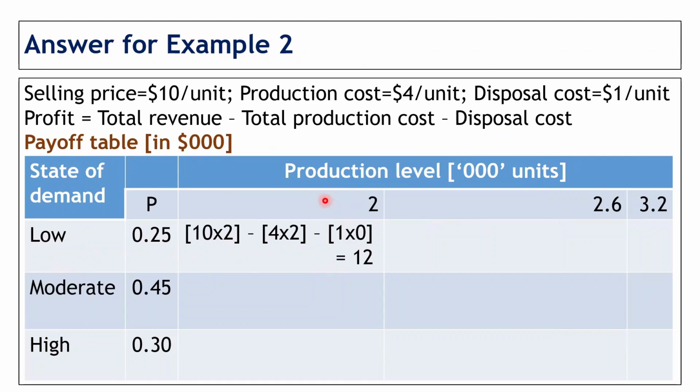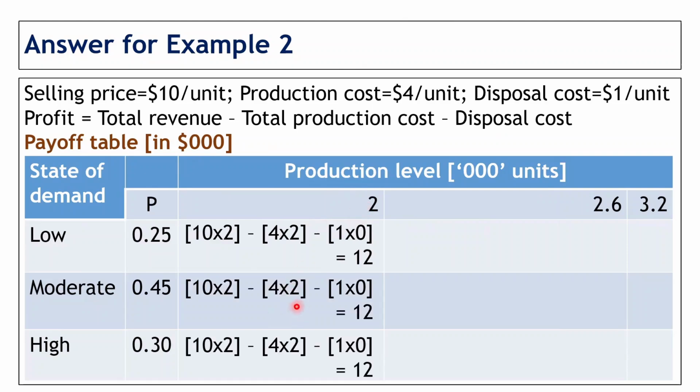As long as the production quantity is 2,000, the maximum that the company can sell is 2,000 units. In the case of moderate or high demand, the demand quantity is above 2,000 units, but the company will just manage to sell the 2,000 units. The profit computation will be the same throughout. We'll have a profit of $12,000. The zero value represents the number of unsold units, the difference between production units and the sales units.